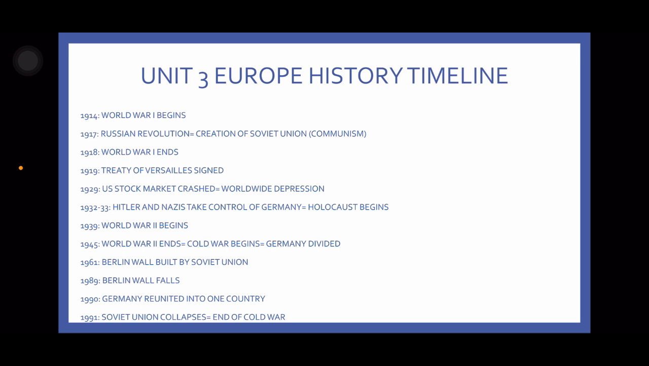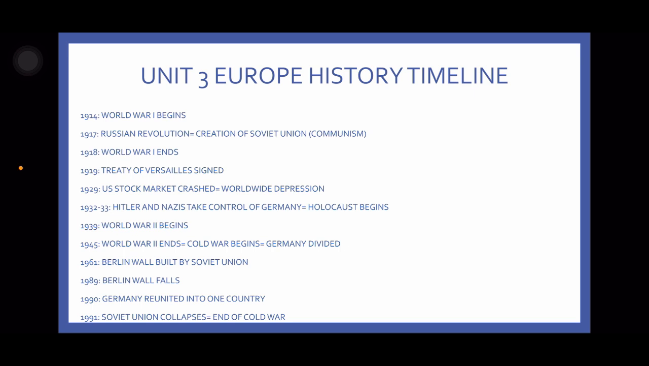1932 to 1933 were the prime Hitler days, when the Nazis took control over Germany and the Holocaust took place. In 1939, World War II begins. In 1945, World War II ends and the Cold War began, in which two superpowers fought for influence, and Germany became divided. In 1961, the Berlin Wall was built by the Soviet Union. In 1989, the Berlin Wall falls. In 1990, Germany reunited into one country. And in 1991, the Soviet Union collapsed, which was the end of the Cold War.